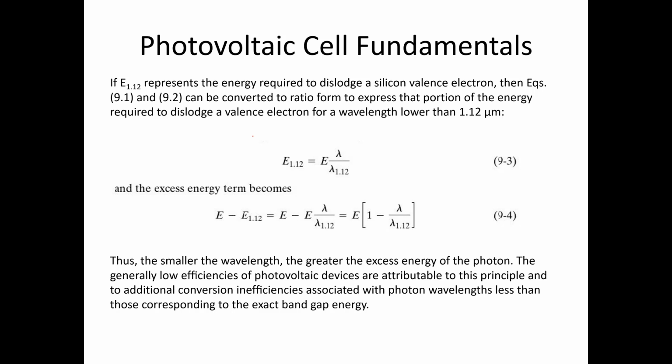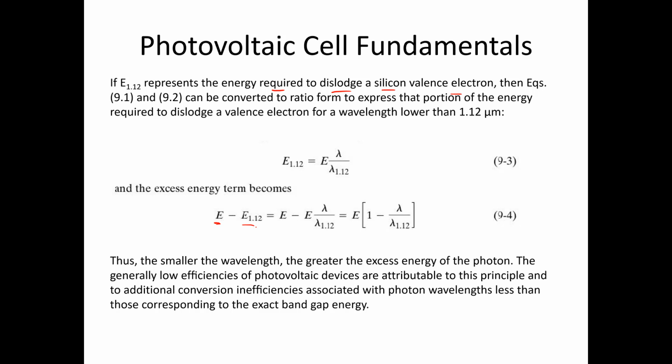The notation E sub 1.12 represents the energy required to dislodge a silicon valence electron. So the equations that we just looked at can be converted to ratio form to express that portion of the energy required to dislodge a valence electron for a wavelength lower than 1.12 micrometers. The excess energy then becomes the difference between the actual energy minus the energy required to dislodge the electron. So the smaller the wavelength, the greater the excess energy of the photon.